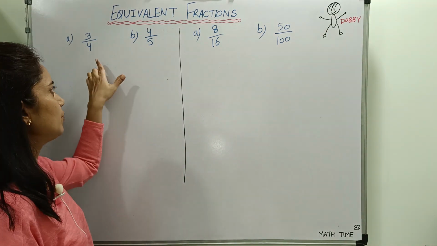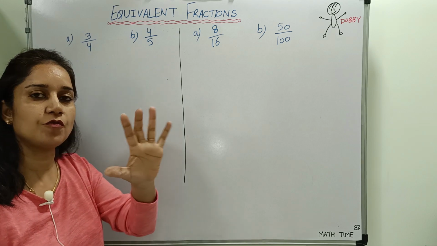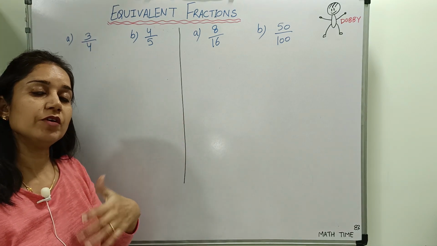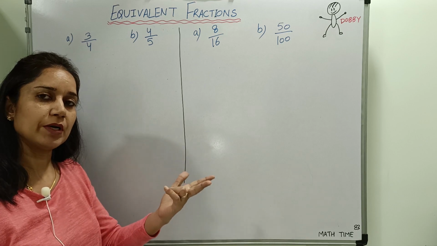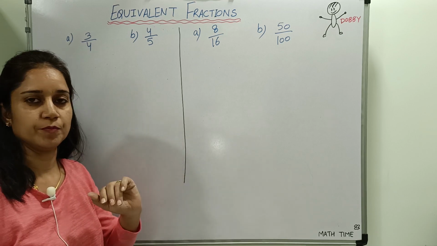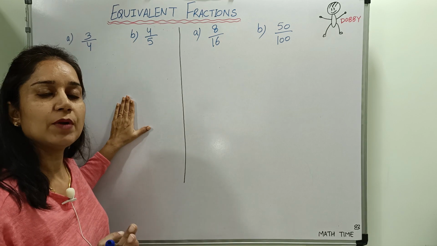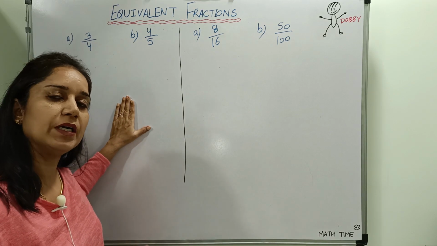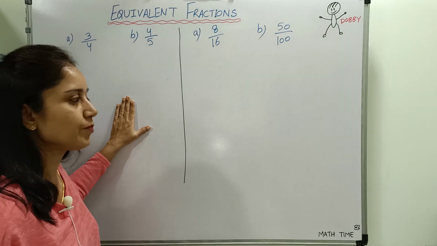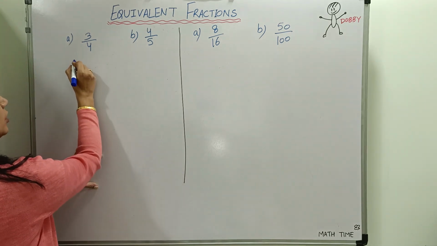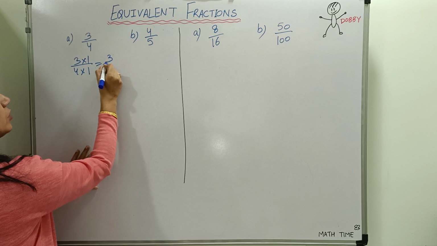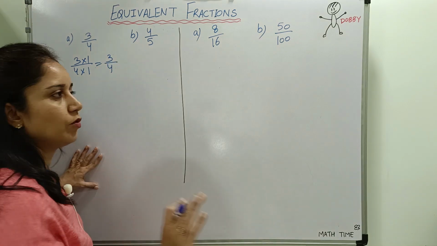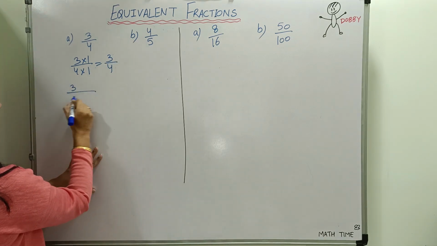First example, 3 upon 4. We have to find the first 5 equivalent fractions. When we say first 5, multiply by 1 gives us the first, multiply by 2 gives us the second, and so on. Now, we never multiply the fraction by 0 because multiplying by 0 you will get 0 only. So, the first equivalent fraction, multiply by 1, gives you the same fraction 3 upon 4.